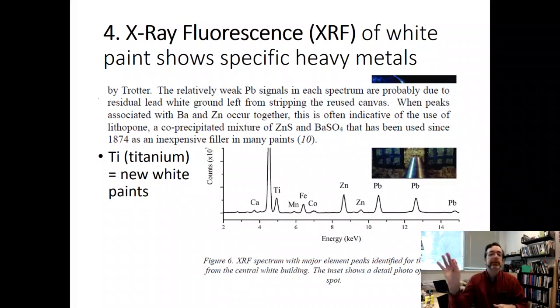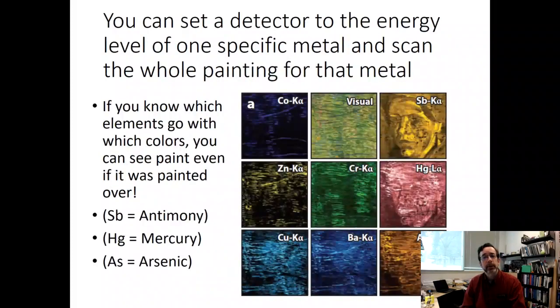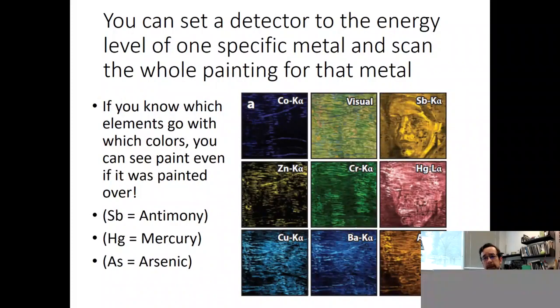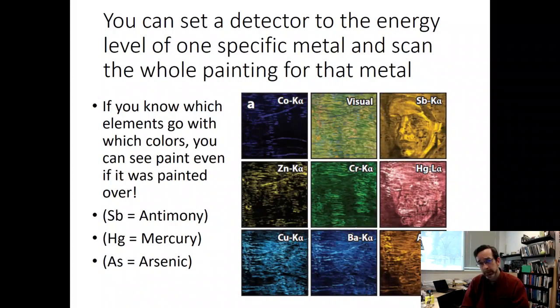Or you can scan the painting, but if you scan the painting, you have to tell it which wavelength to look for. So you set it to one of these wavelengths, like the titanium wavelength here, and then you can scan the whole painting to see where the titanium is. That's what they did with this. It's a variation of the same technique, but it looks different when you're interpreting the data.